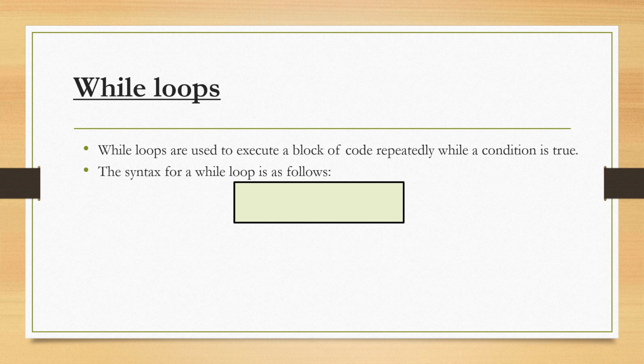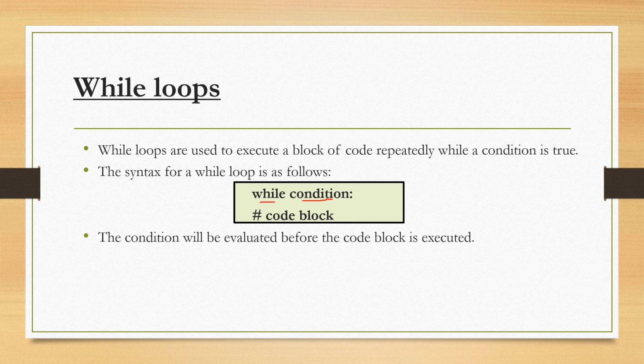The syntax of a while loop is simple and similar to a for loop. First of all, we are going to use the while keyword. Then we will provide one condition and then we use a colon. After that, we give a block of code which will execute when the condition is true. The condition is evaluated before the code block is executed. So it will check if the condition is true, then it will execute, otherwise it will not execute.